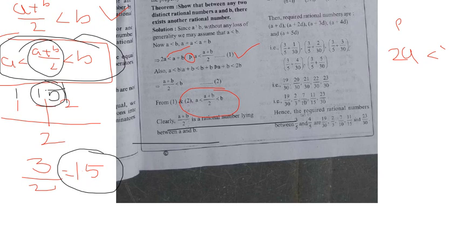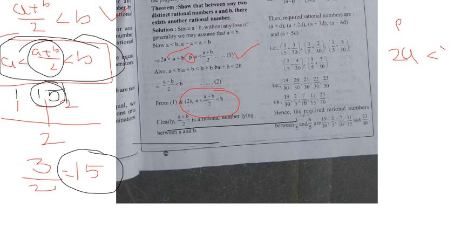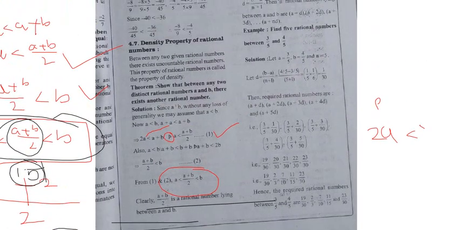The next, the rational number between any two rational numbers a and b is half of a plus b, that is the average. Example: a rational number between 1 by 4 and 2 by 4 is, they are saying the answer is C, 1 by 2 into this addition.